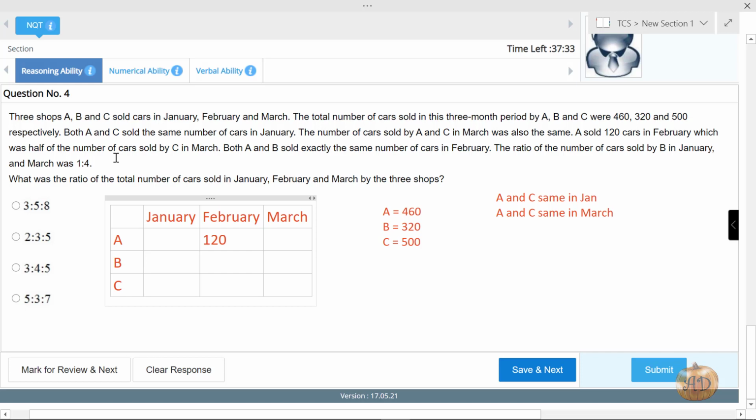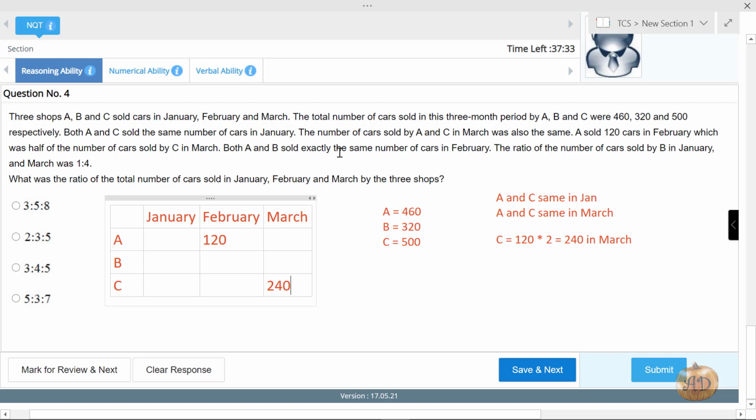Which was half of the number of cars sold by C in March. So it's saying that this particular 120 number is half of what? Half of the cars sold by C in March. So basically this means that C has sold 120 into 2, in the month of March. So it's saying that C sold 240 cars in March. Okay, so let's fill this data also here.